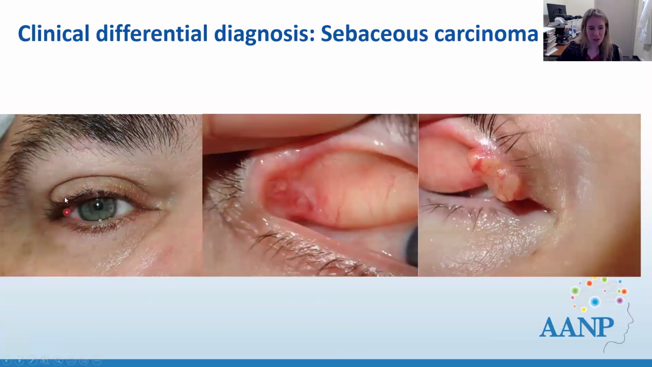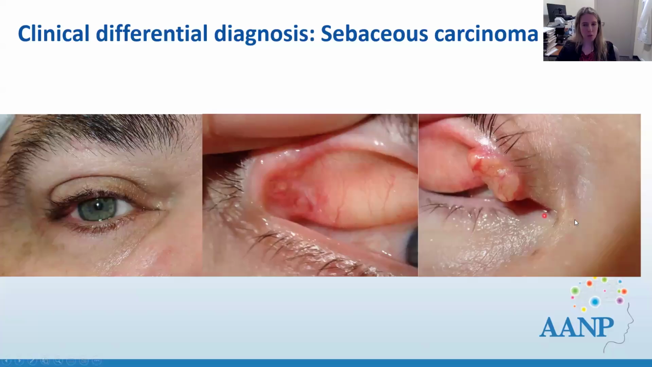Sebaceous carcinoma can also look similar. Here is a patient who had a sebaceous carcinoma that was thought to be a chalazion that was excised, found to be a sebaceous carcinoma. That's why we tell our residents to always send all chalazia that they excise. Once in a while, you get a surprise of a sebaceous carcinoma.